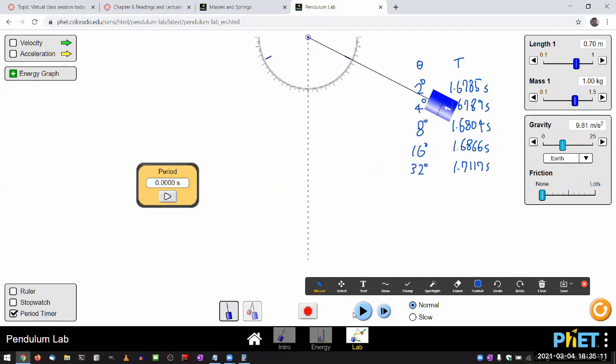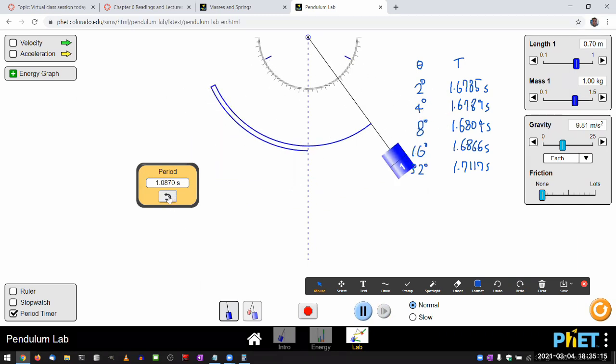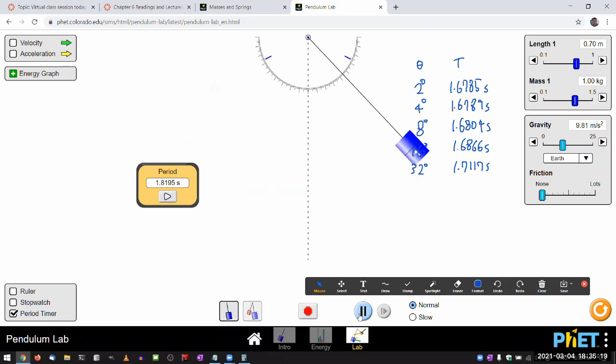I think that's where I'll end it. Let me measure the period here. Now, this pendulum is moving faster, especially at the bottom, but because it's moving such a longer distance, it takes a longer period.